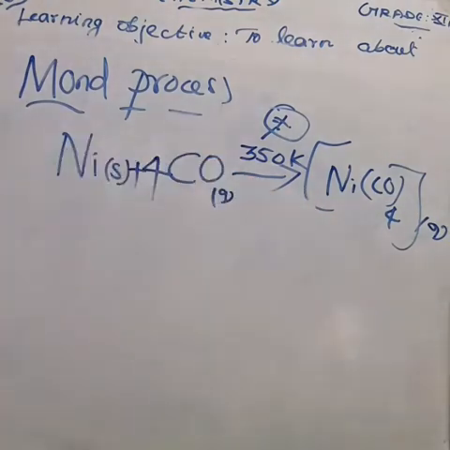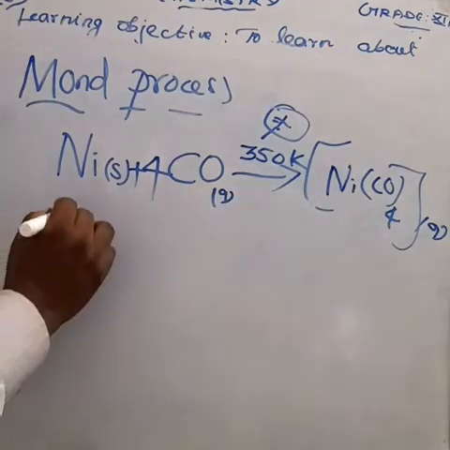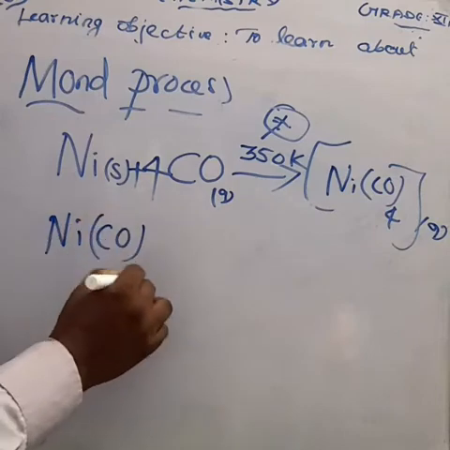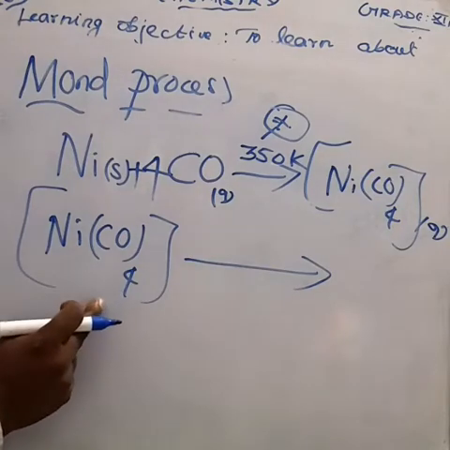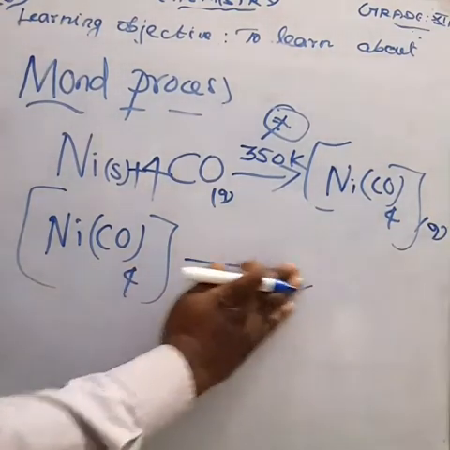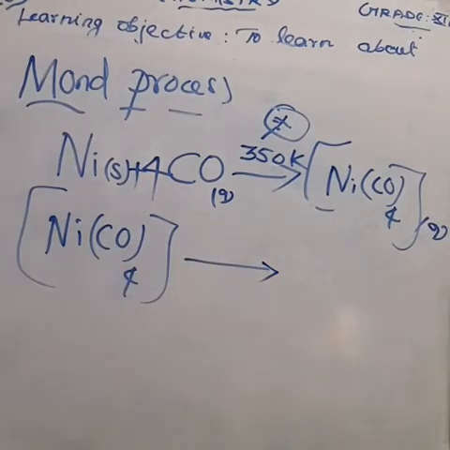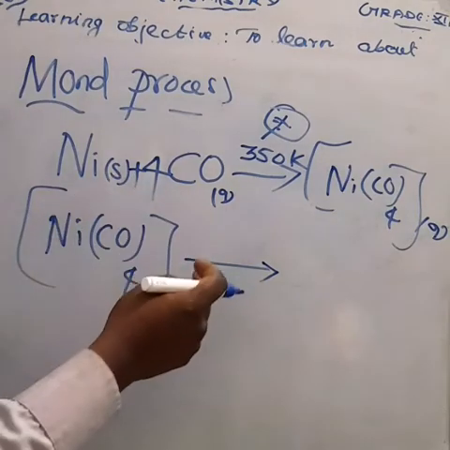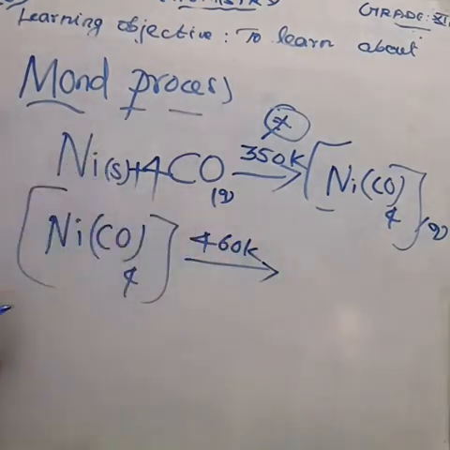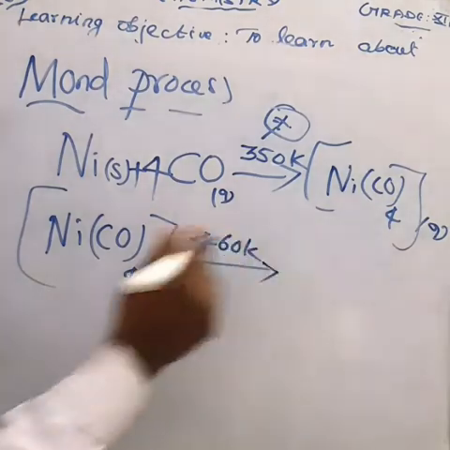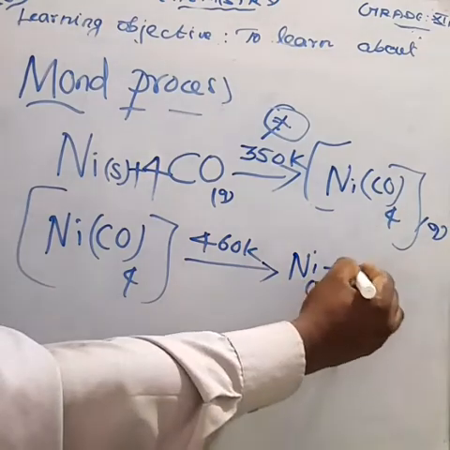Okay. Next, this volatile compound of the metal, that is of nickel, is heated. That means we write nickel tetracarbonyl. What is the formula? Ni(CO)4. This is in the gaseous state. At 460 Kelvin temperature, decomposition takes place. What takes place? Decomposition takes place. Don't forget the temperature. Okay. We get nickel, a solid, plus carbonyl, that is CO, carbon monoxide.